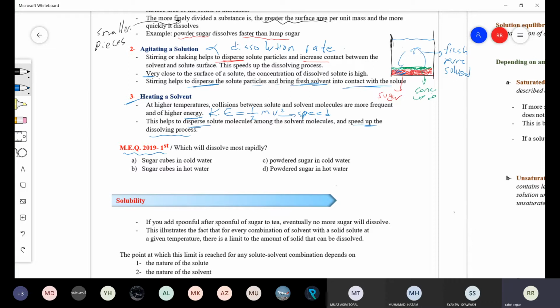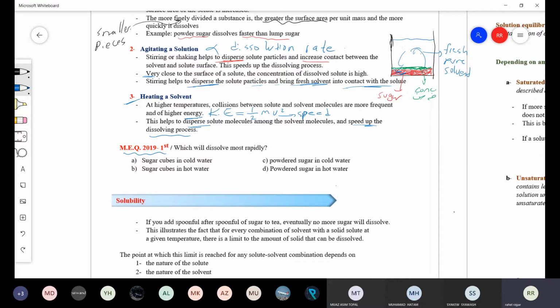Let's start with A. Sugar cubes and cold water. Sugar cubes, we don't have high surface area. Cold water is cold. We don't have high temperature. So this is not true. This is not fast. B. We have hot water, but it's still sugar cubes. We still don't have a high surface area.